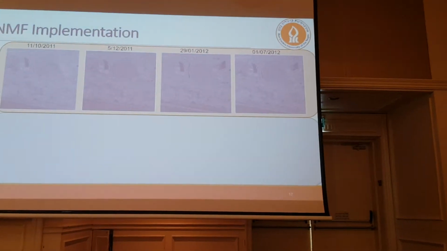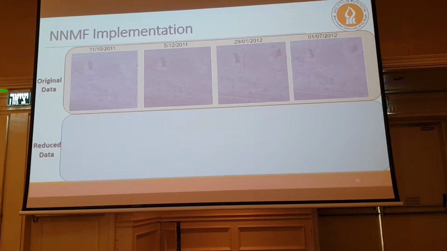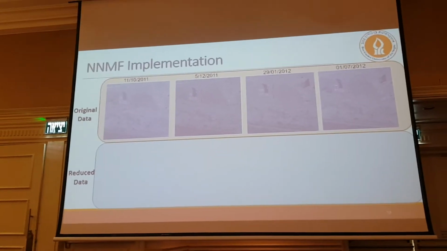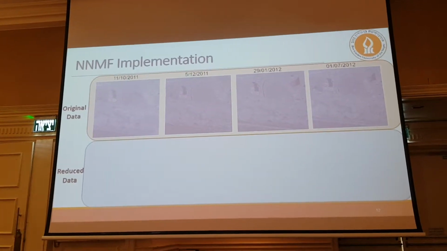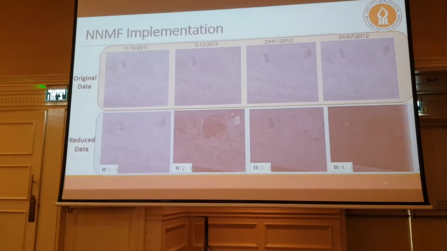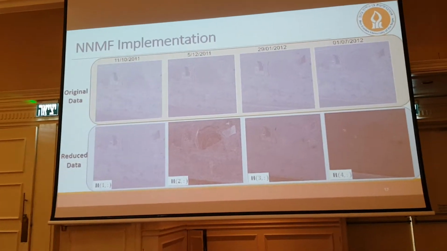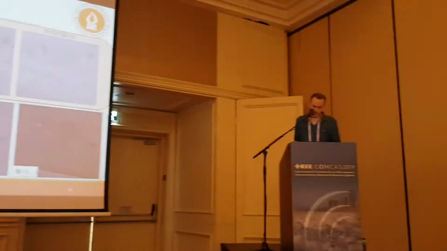So here we can see some images of the original data at different times. We can notice that it will be very hard to track changes between each image. From the other end, in the second row, we can see the reduced data H. Each image represents a row in the matrix H.